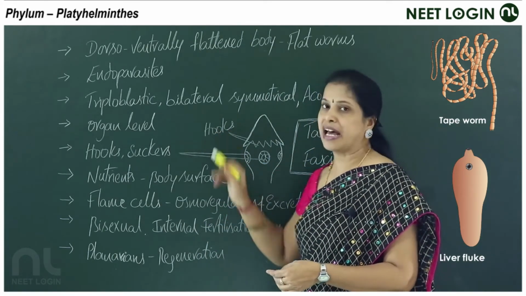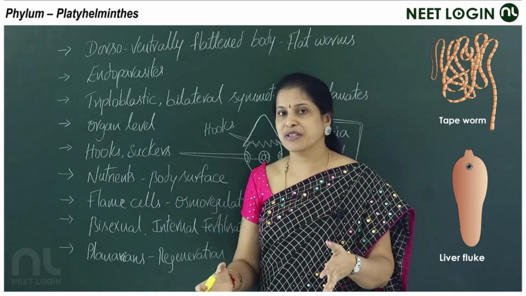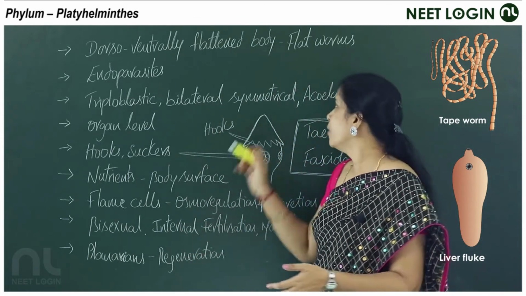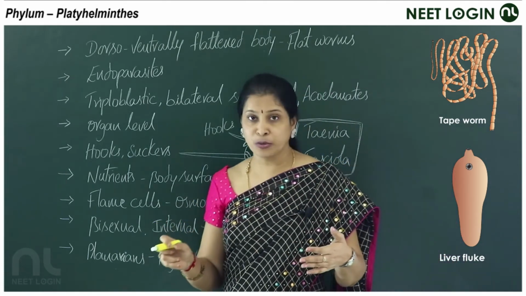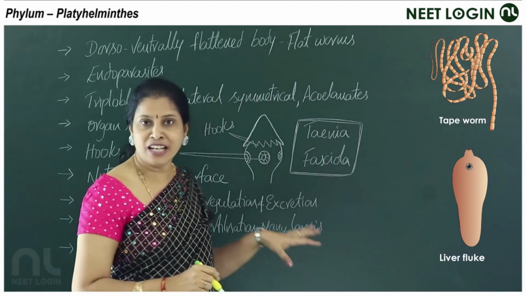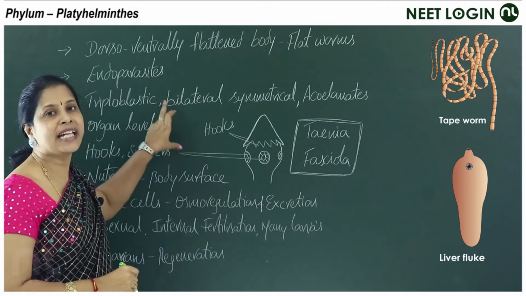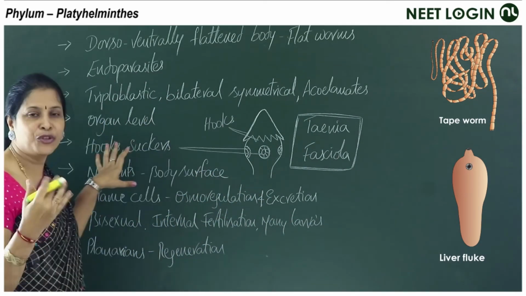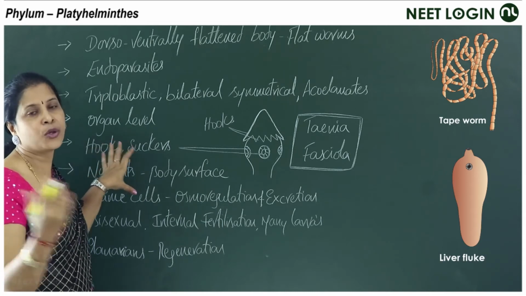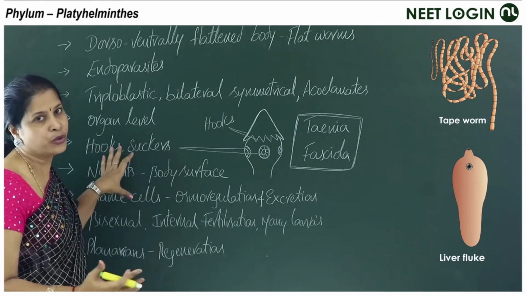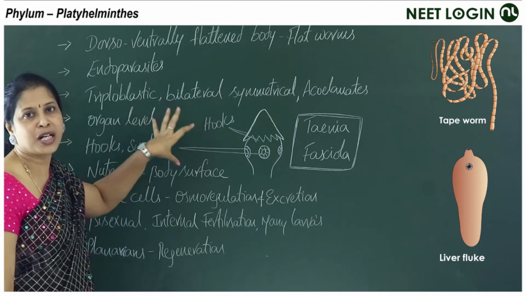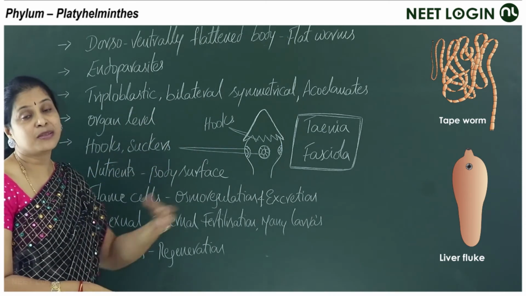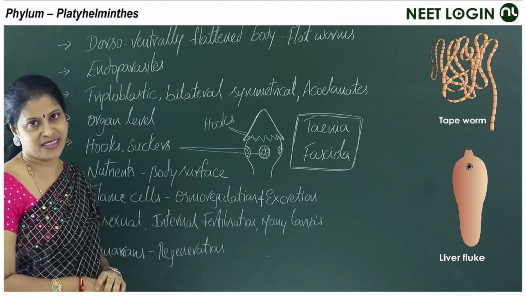So, triploblastic, bilaterally symmetrical, and they show what type of coelom? Acoelomates, no coelom. Coelom is absent in them. And the level of organization is organ level of organization. You don't need to get confused over here, because you already came across all this terminology in the first topics itself.